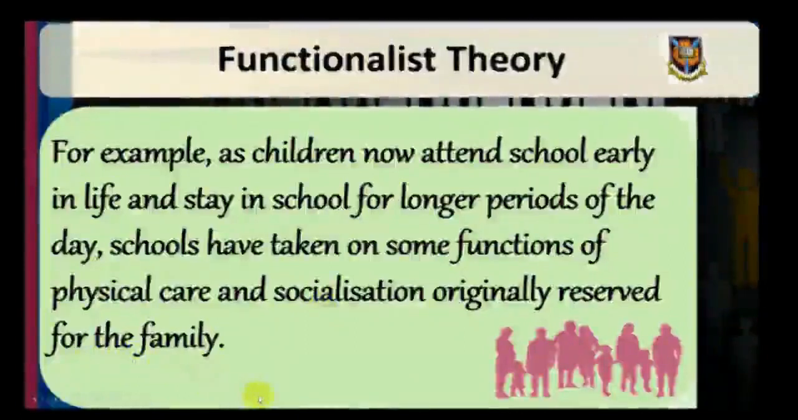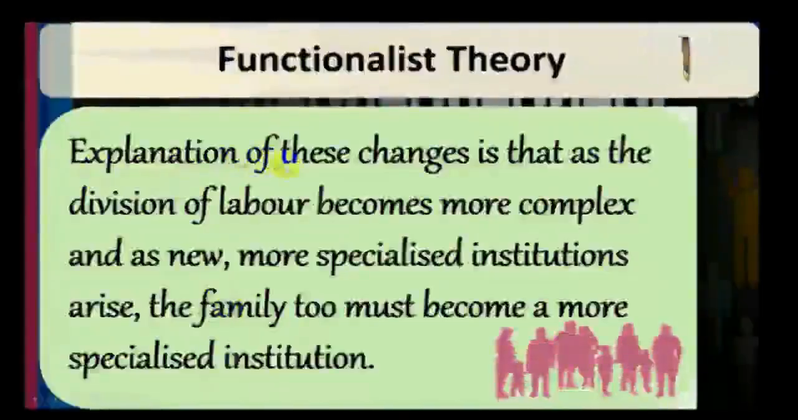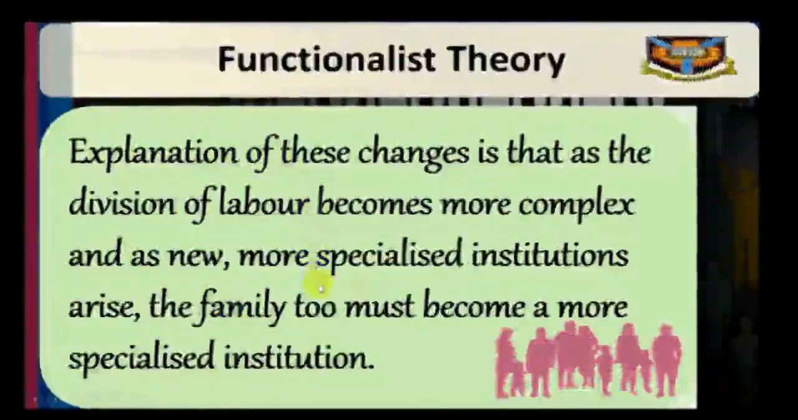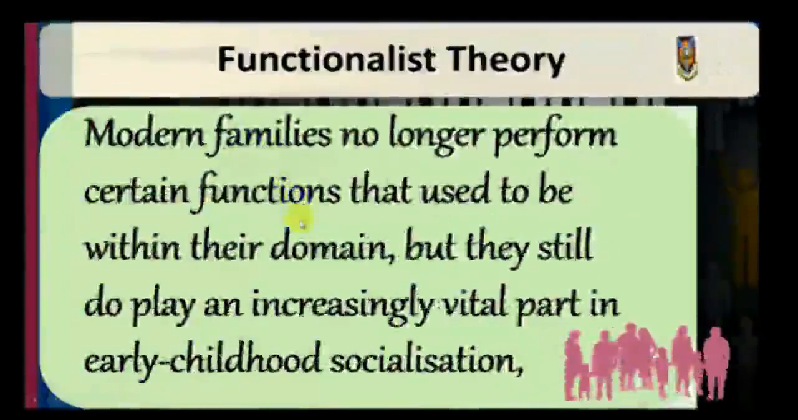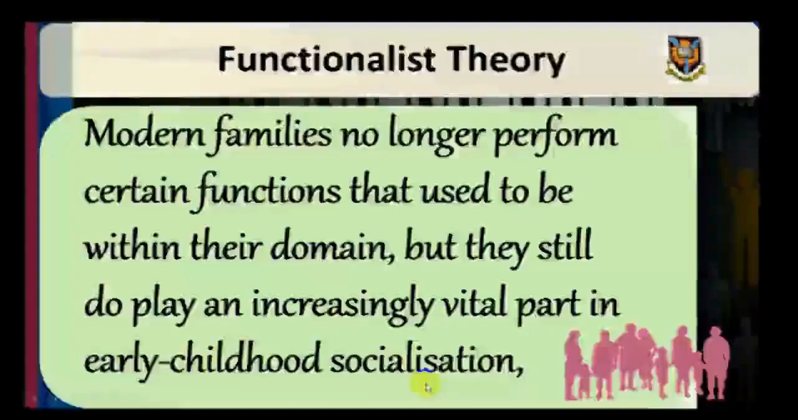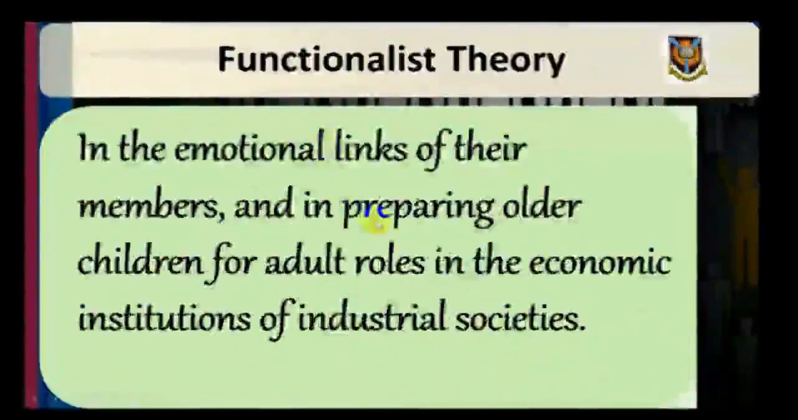However, the functionalist explanation of these changes is that as the division of labor becomes more complex and as new, more specialized institutions arise, the family too must become a more specialized institution. Thus, modern families no longer perform certain functions that used to be within their domain, but they still play an increasingly vital part in early childhood socialization, in the emotional links of their members, and in preparing older children for adult roles in the economic institution of industrial societies.